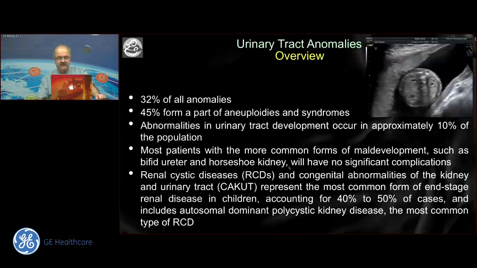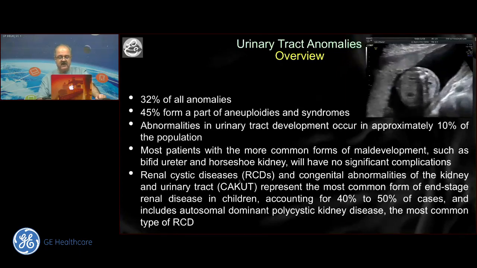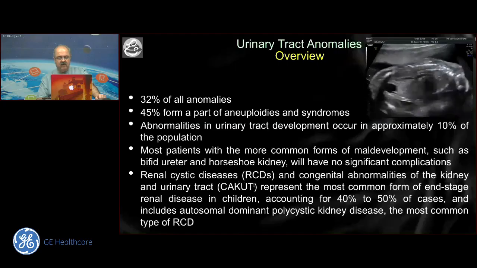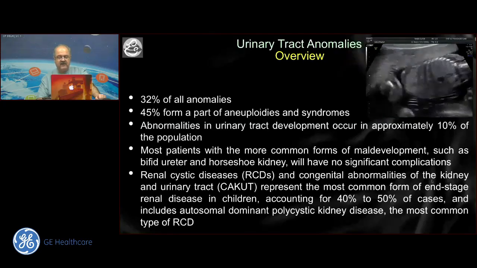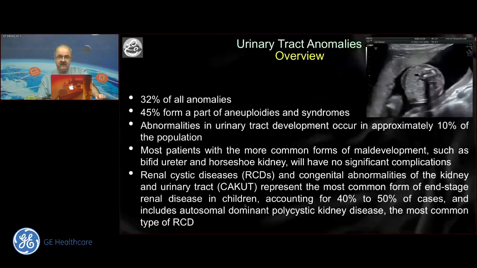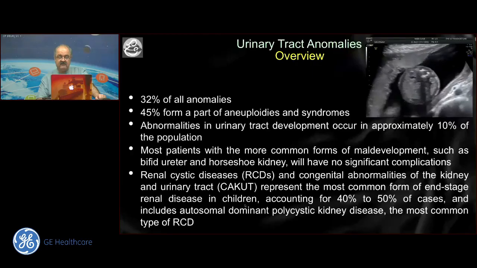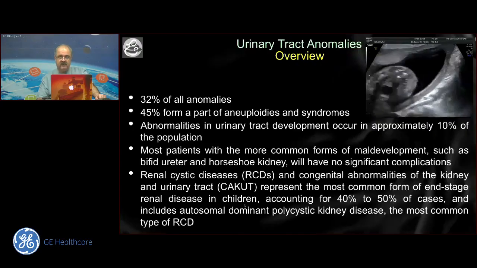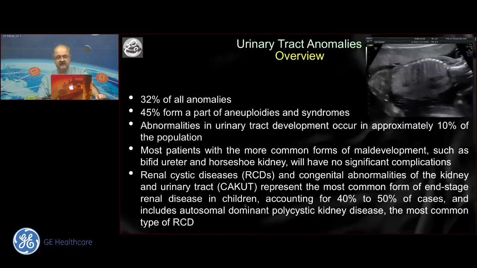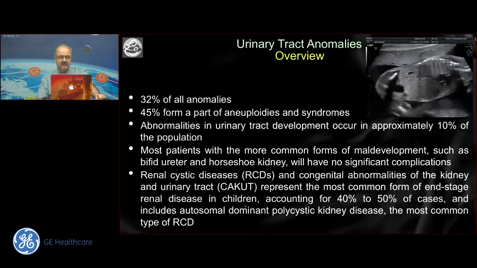On the other hand, we have some very serious diseases, such as the renal cystic diseases, and also the rest of the CAKUT, which represent the most common forms of end-stage renal disease in children, which means that there is an identifiable abnormality at the level of the fetus, which will account for a whole lot of problems afterwards, and also be responsible for chronic renal disease and renal failure in children. And therefore we need to be careful about this.